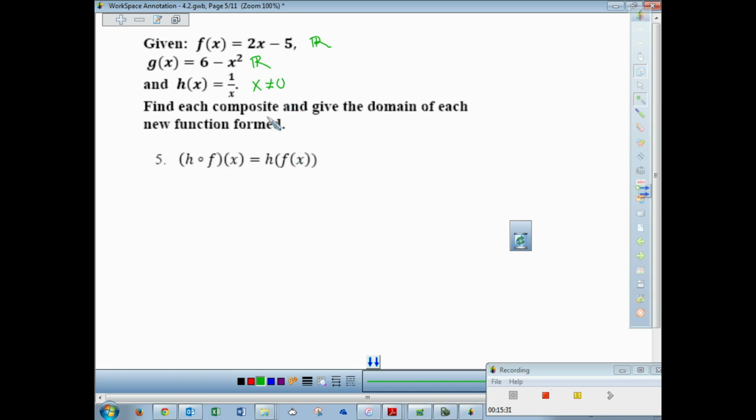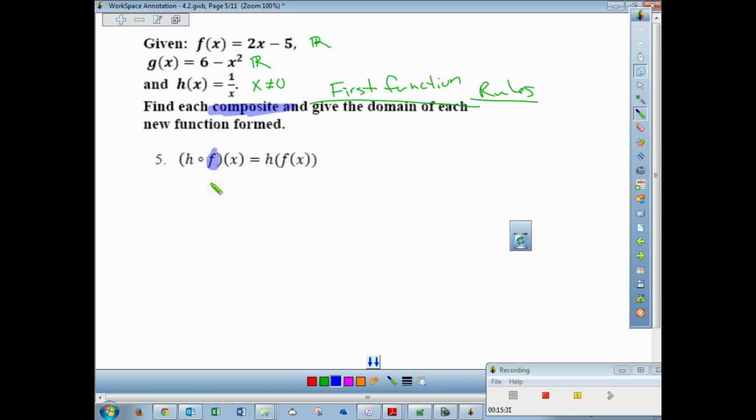And here's the rule on composites. Totally different than what we were doing before. We were doing operations: adding, subtracting, multiplying, dividing. Composites, the first function rules the roost. It's all about who comes first. The way you read the composite symbol out loud is H following F. Since H follows F, F comes first. It's like the exact opposite of what you think. It's listed second, but it comes first. You take the F function and put it into H.